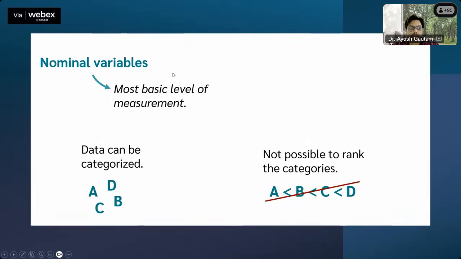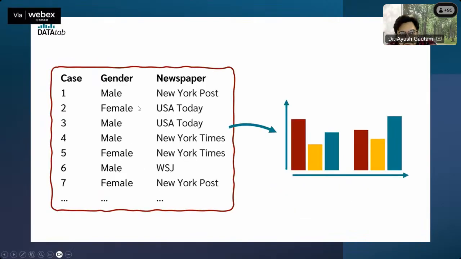So as I told you, what are nominal variables? Okay, the most basic level of measurement is nominal. Data can be categorized A, B, C, D. We already discussed this, I'm just repeating. If the data is given as A, B, C, D, then we cannot arrange this data in any sequence, and this is called nominal data.